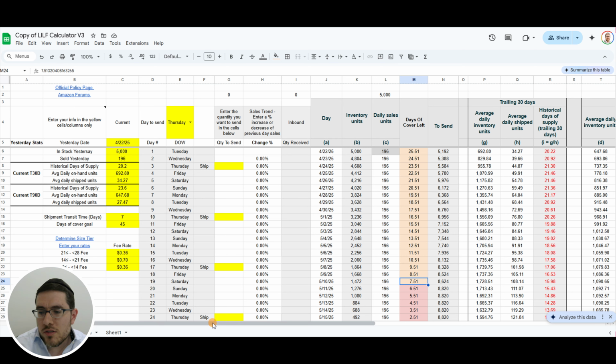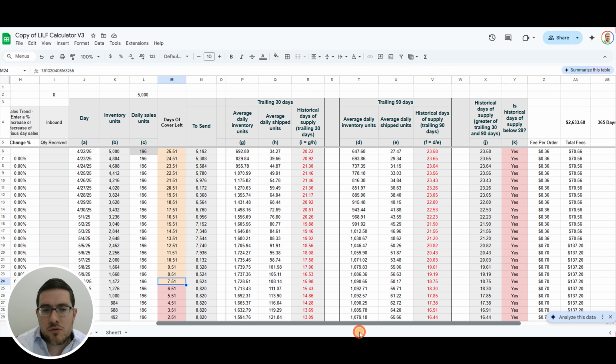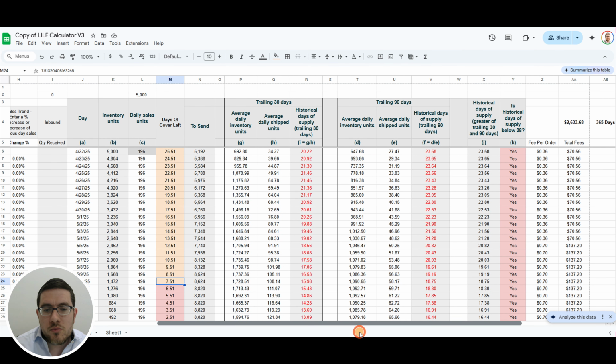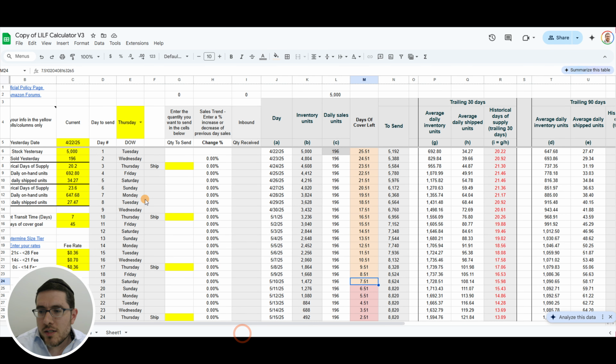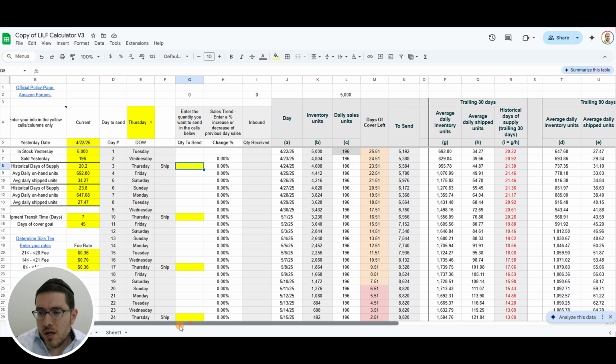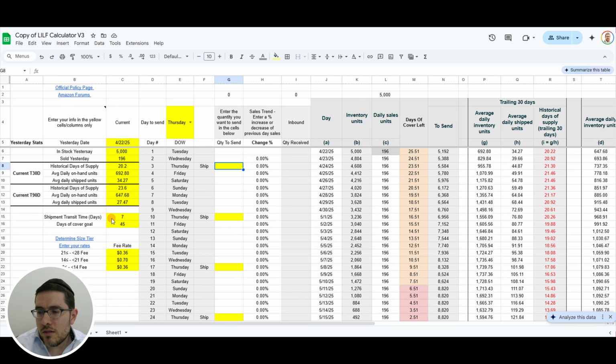So now we're going to start to simulate and say, okay, what do we need to do in order to get rid of this fee? Let's say today is Thursday and we want to ship some units. So how many should we ship? That's really determined by the days of cover goal and how long it takes for units to arrive. So if we assume we want 45 days of cover, we can look at the sheet over here.